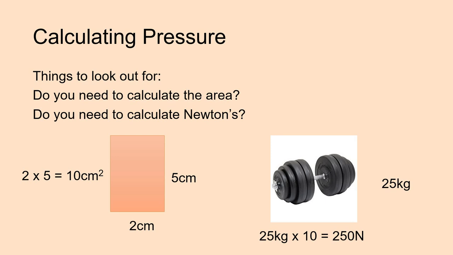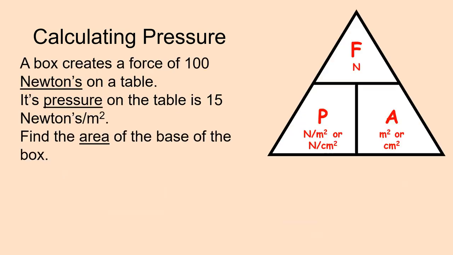Calculating pressure. Things that we need to look out for in questions. Do we need to calculate the area, or has it already been done for us? So if we were given this rectangle and it just had the lengths of the sides, we would have to calculate the area by multiplying them together. Do we need to calculate the newtons, or the force, which is measured in newtons? So for these dumbbells, we're told the mass is 25 kilograms. So we need to work out how much they weigh. And we do that by multiplying it by the Earth's gravitational field strength to get the weight in newtons.